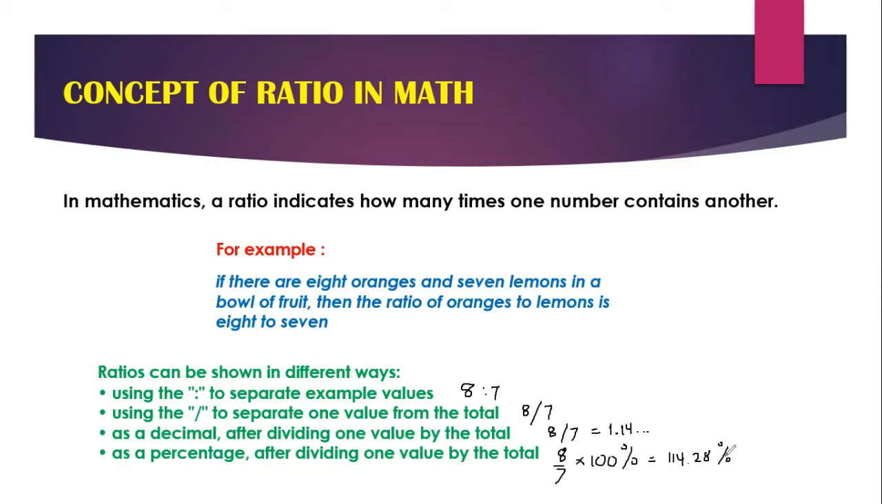So ratios can be shown in different ways: by "to", A to B like that, and then by slash, by decimal, and then by using a percentage. Is it clear, everyone, about the concept of the ratio in mathematics? Very clear, right? Okay, go to the next topic.